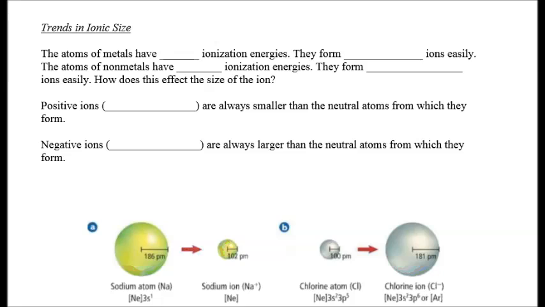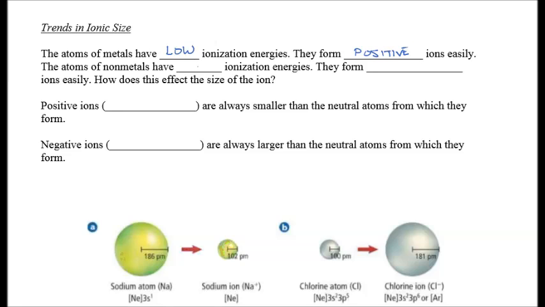And when we talk about ionic size, we're talking about the size of an ion. The atoms of metals have low ionization energy, so you don't need a lot of energy to remove an electron. They form positive ions easily.